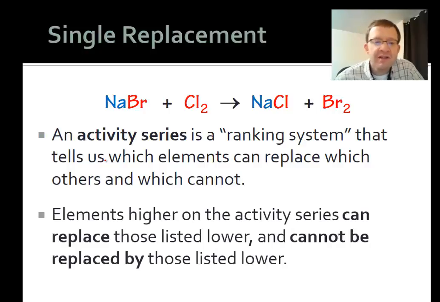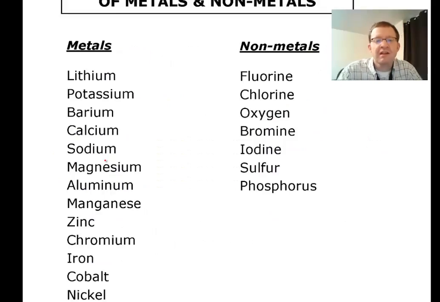As we look at an activity series, if you're ranked above another element on that list, then you can replace that element. But if you're ranked below the other element on that list, then you can't. So it's sort of a ranking system where the element at the top of the list can replace everybody below it, and an element in the middle of the series can replace only those elements below it and not the ones above it. So let's look at an example.